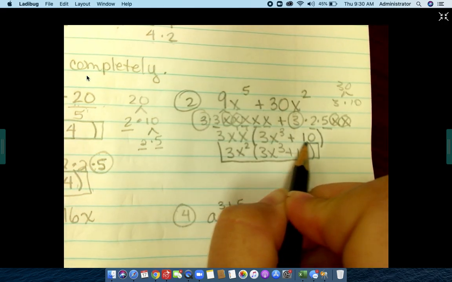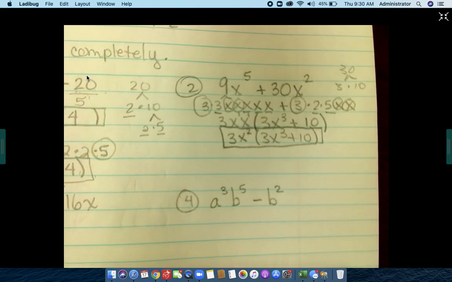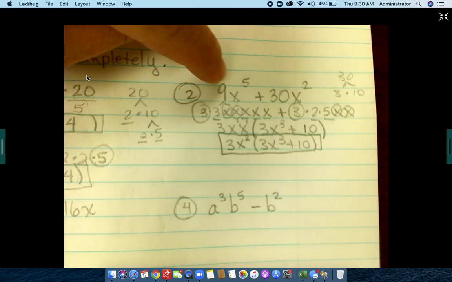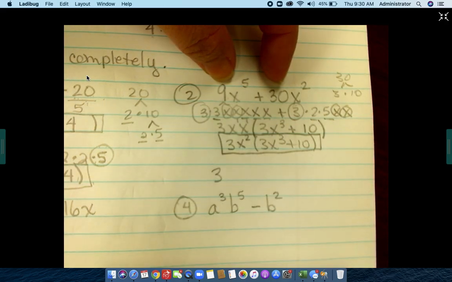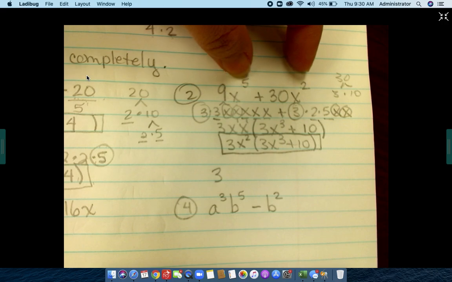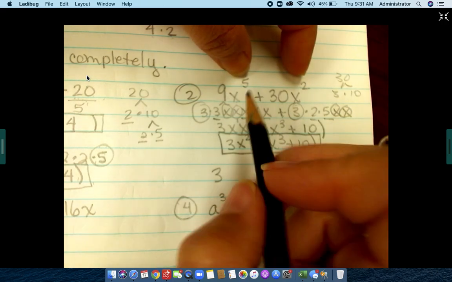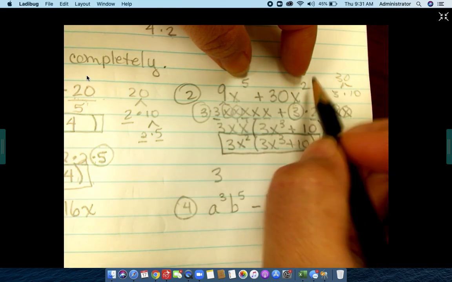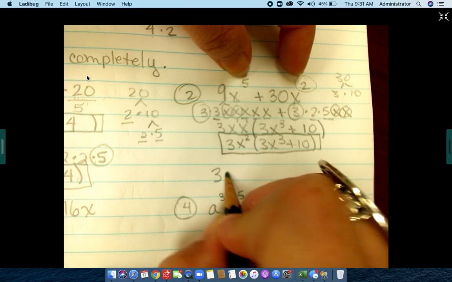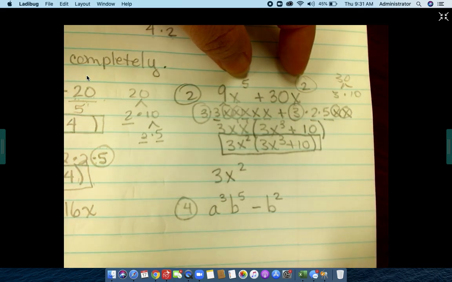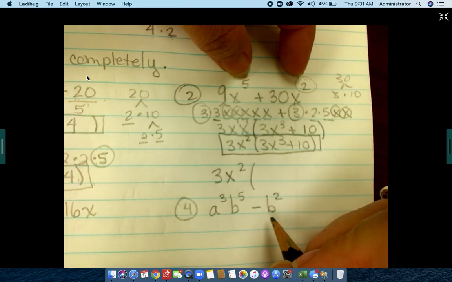Now this is correct, but I don't expect every student to do this. So if you can look at 9 and 30 and say, well, clearly the highest number that they are divisible by is 3, you go ahead and put your 3 outside. When you look at your variables and you go, oh, they have the same variables, I always choose the one with the lowest exponent because this means that they have 2 in common. So I'm going to put 2 here to represent that they have 2 in common.